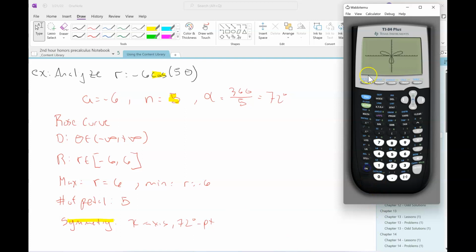So if I look at that picture here right quick, we have negative 6 cosine 5 theta. There's my pretty flower. The 72-point symmetry means that if I rotate this 72 degrees, this petal would move to that petal's location. They all just turn, but it's the same picture still. You know what I mean? You can see it, right?